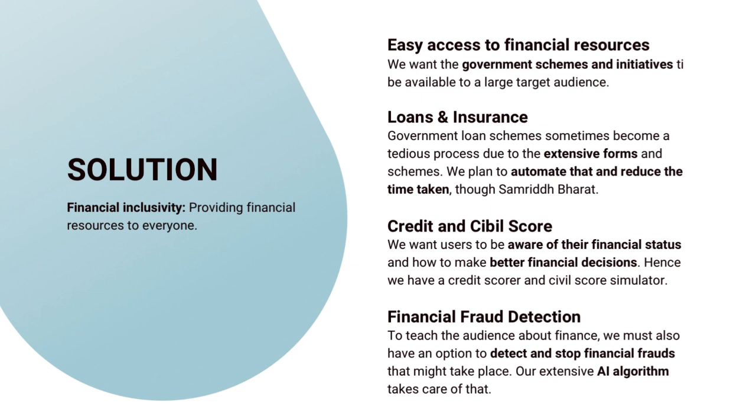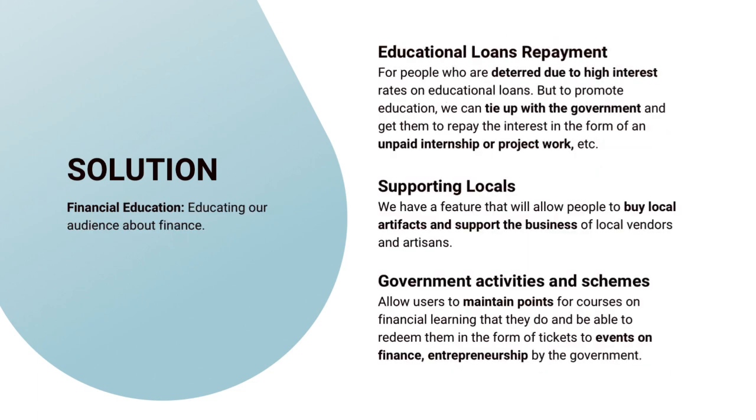Next parameter is financial education. Today's youth know the value of money, but how and where to use it, they are unaware of. So, the first thing we are trying to solve is educational loan repayment. The interest rate paid is generally 12 to 18%, which is very high for a student. So, we would like to tie up with the government and use unpaid internships or project works of the government, which these students who are taking the loans can solve. And that would be a mode of repayment for them.